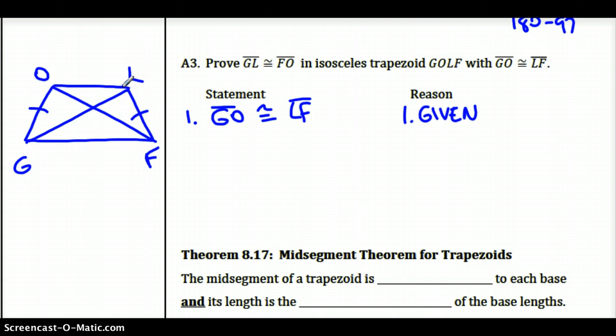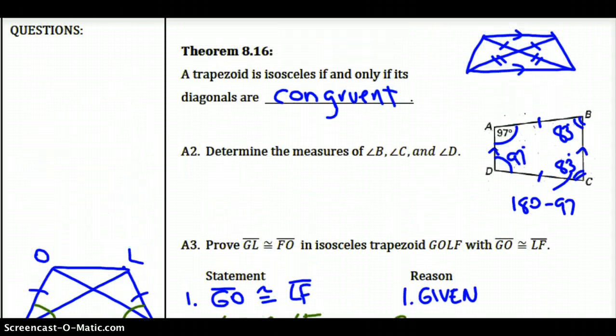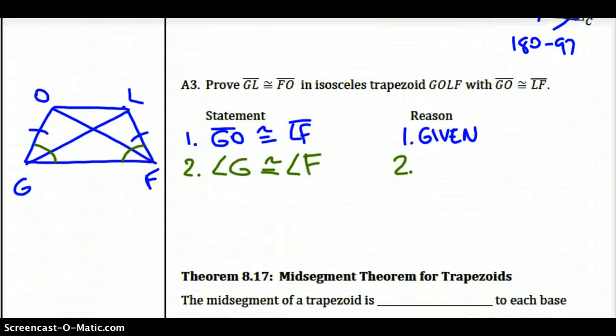Okay. Because it's isosceles, I can go ahead here and say that the base angle here is congruent to the base angle here. So I can say that angle G is congruent to angle F. And that is a previous theorem here. Let me just go back and see what theorem that was. Must have been theorem 8.14.